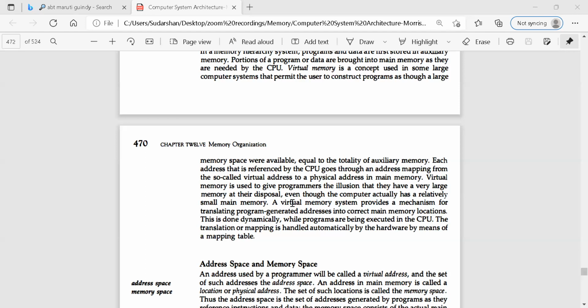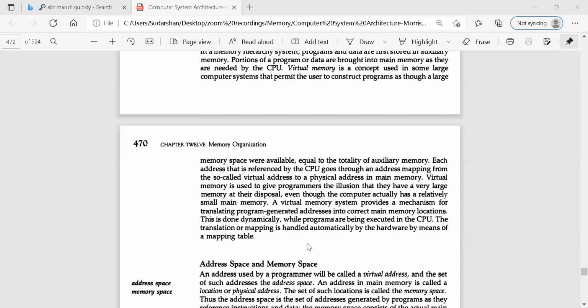Hope things are clear. That's the basic idea behind virtual memory. And more so, the memory space allotted for a program in the case of virtual memory need not be continuous in nature. It can be discontinuous or scattered. So these are the two advantages of using the virtual memory concept.